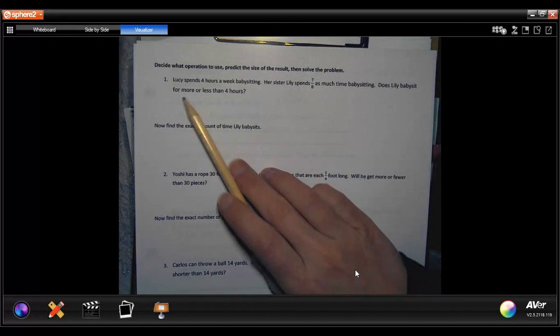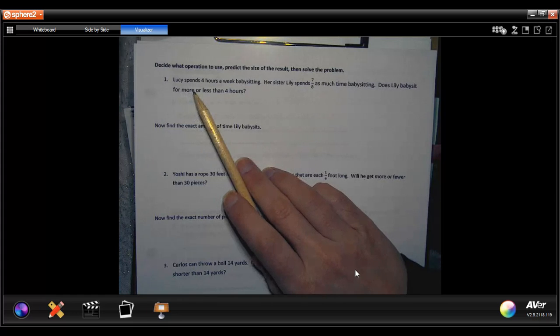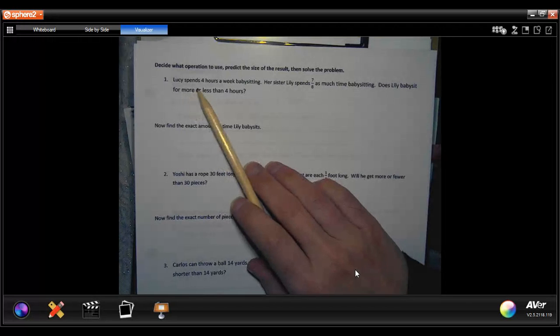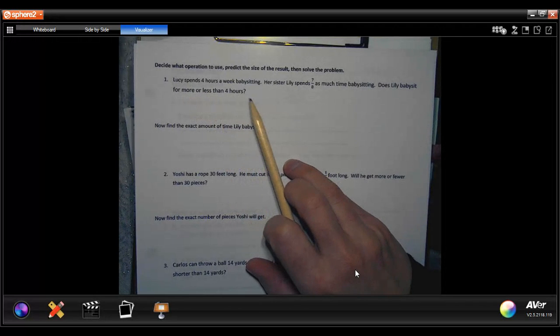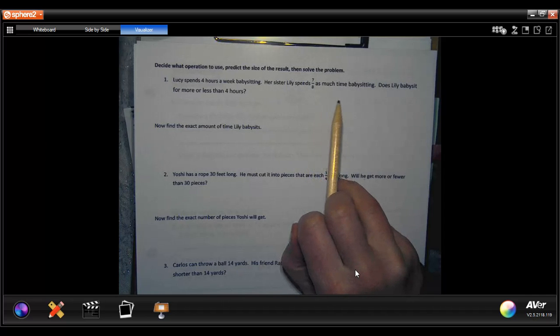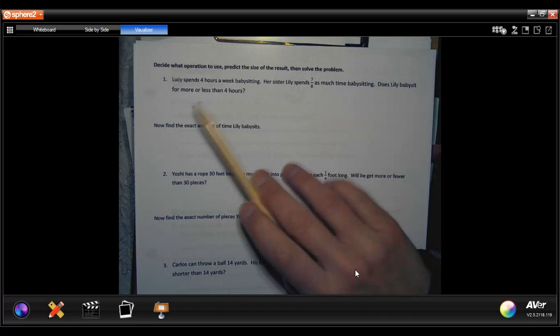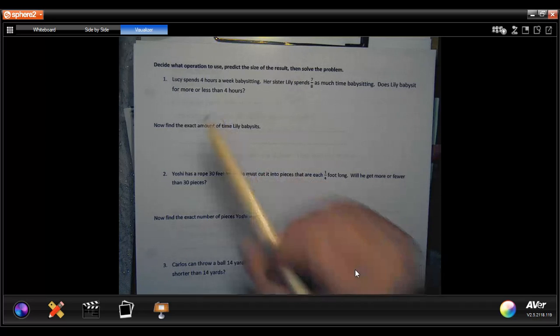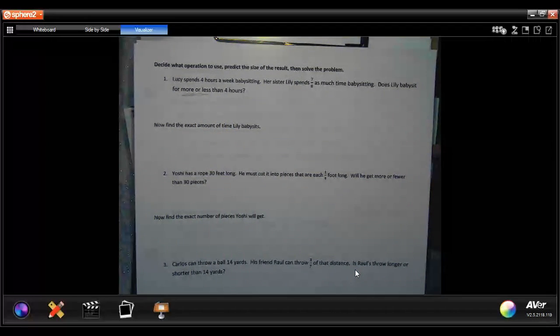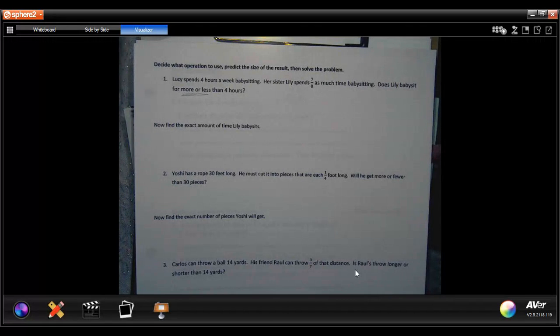So for example, this first problem on the back page of 312 says Lucy spends 4 hours a week babysitting. Her sister Lily spends 7/8 as much time babysitting. Does Lily babysit for more or less than 4 hours? So that's the first thing the question is asking, is just to make that prediction of if your answer is going to be more or less, because that'll help you see if your answer makes sense.